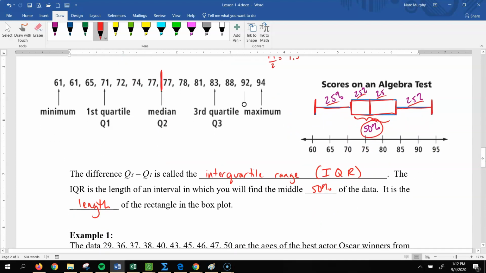Now we have another value here, and that's called the interquartile range. That's really important. So if you don't have my notes, that's something that you want to make sure that you write down that definition. And all it is, the interquartile range takes your Q3, your third quartile value, and subtracts from it your Q1 value. That gives you the IQR. And again, that's where we find the middle 50% of the data.